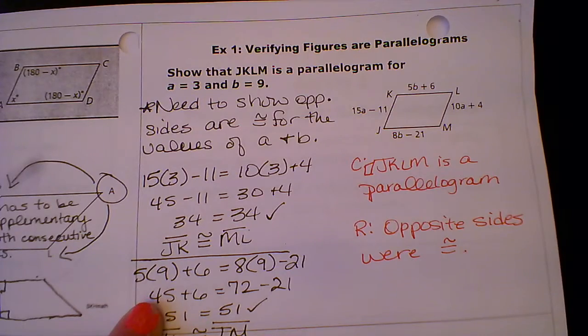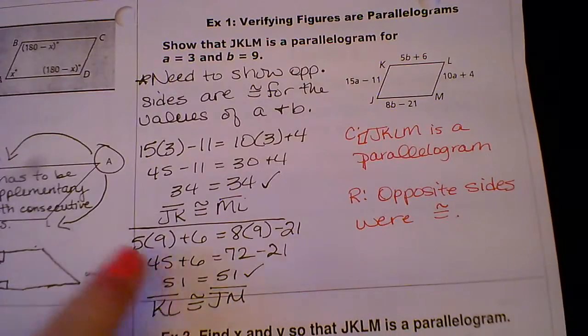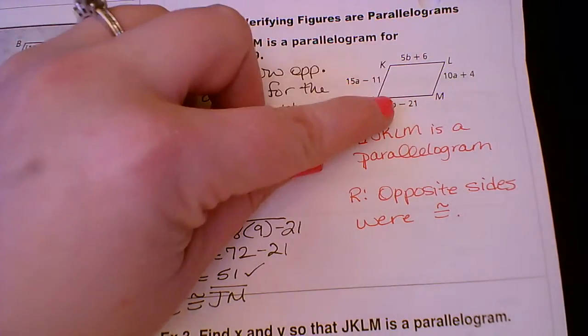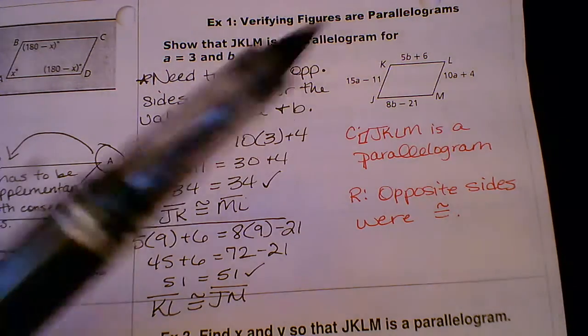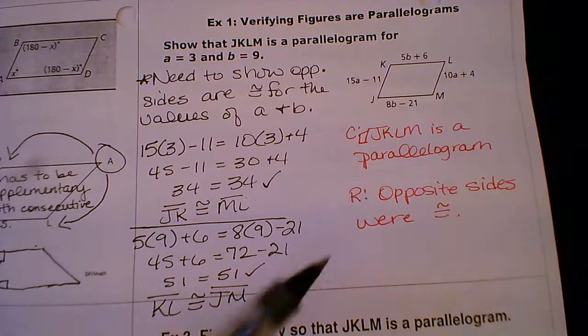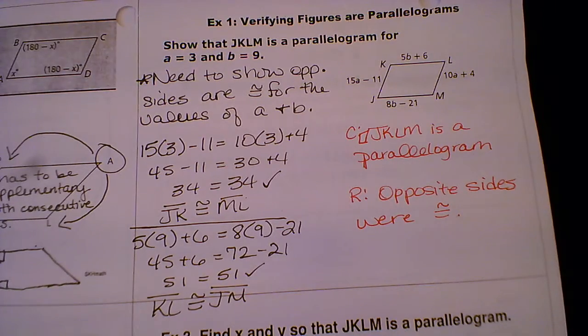Here we have the same thing for B equals 9. B plugs in here and here, so I find that we have 51 equal to 51, which means KL and JM are also equal. Now then we can conclude that we have a parallelogram since opposite sides were congruent.